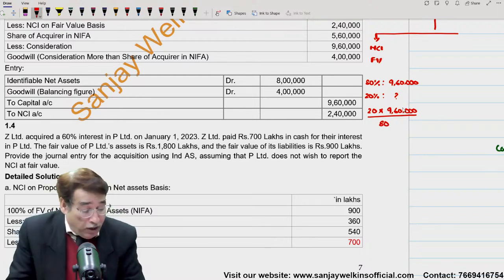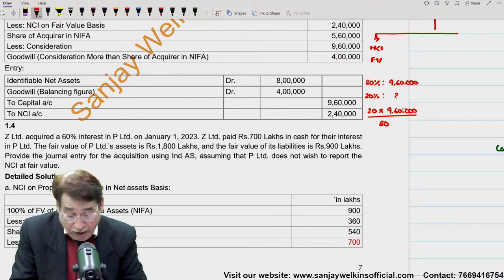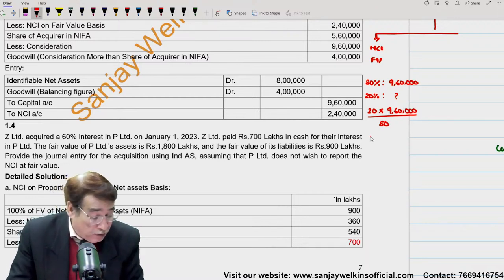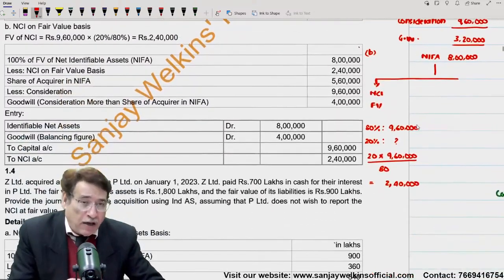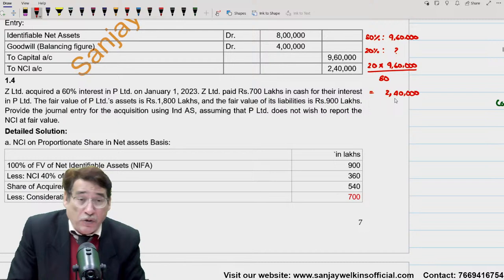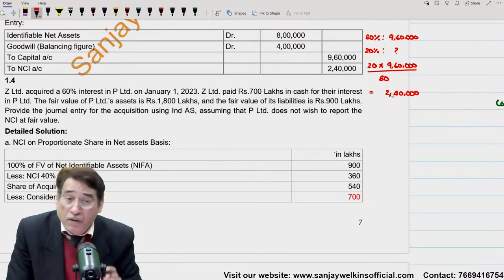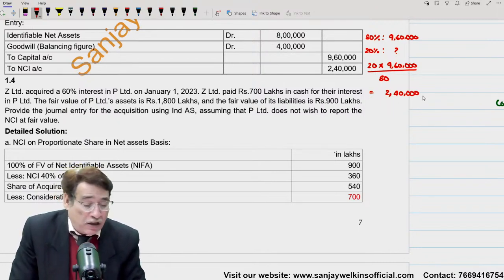So how much will it be? I think it will be equal to 240. 960 divided by 4, yes, it comes to 2,40,000. So in this case, out of total net assets on the date of acquisition at fair value of 8 lakh, 2,40,000 worth of assets belong to NCI. Is it clear to you?